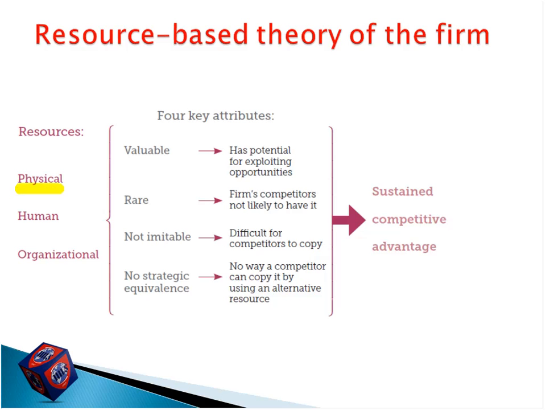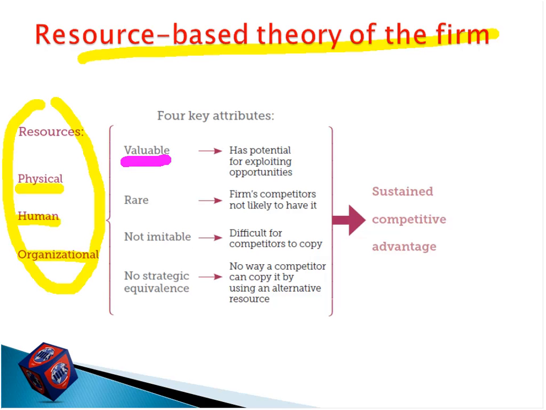Resources are categorized into 3, which are the physical resources, the human resources, and the organizational resources. Then all these resources are basically defined. This thing which I just said is something general. It's not really part of this theory itself. The main part that we have to consider is the valuable, the rare, the non-imitable, and the no strategic equivalent. This is the part which we are going to discuss, and it's the main core of this theory.